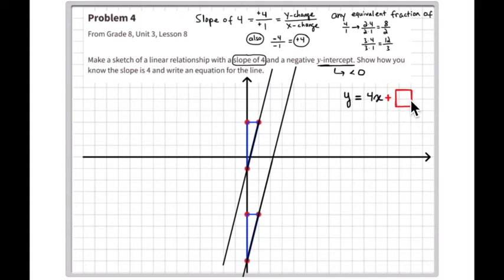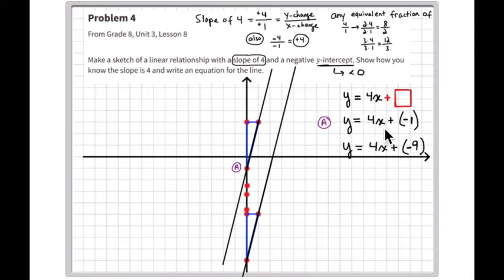But then you have to add a negative value. So any negative value you add is going to translate that line in a negative direction down here. So A is y equals 4x plus negative 1. So y equals 4x. Then you have to add that negative 1 to shift the line down here. B is y equals 4x, so the same slope, plus negative 9. So you're going to shift that line all the way down here.